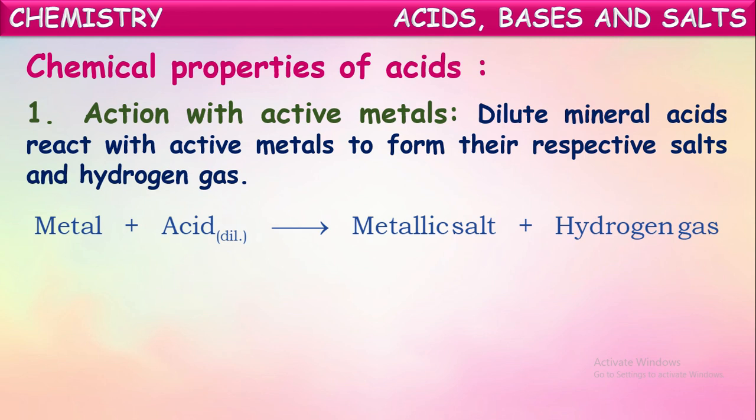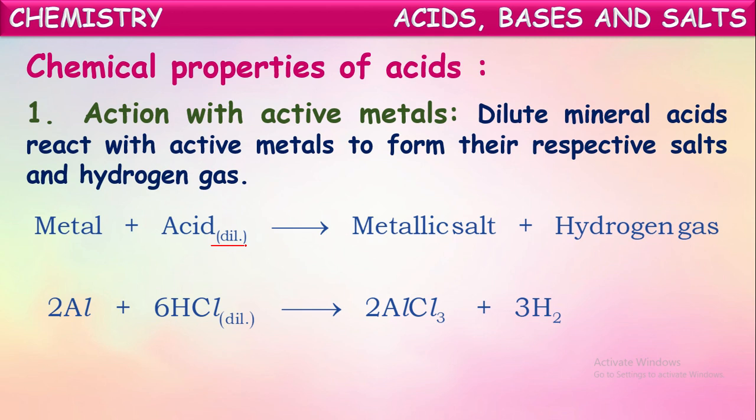So this is the equation. When a metal reacts with dilute acid, it forms a metallic salt and hydrogen gas. Here, this DIL represents dilute acid. What does it mean by dilute? The acid is taken in a large quantity of water. In that acid solution, more of the amount will be water and a small quantity will be acid. That solution is called a dilute solution of acid. Okay, now here an example is given.